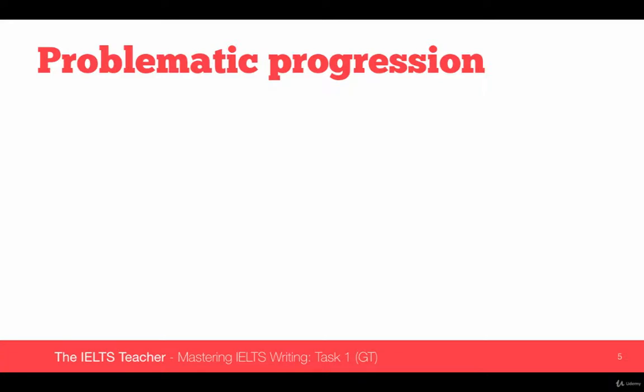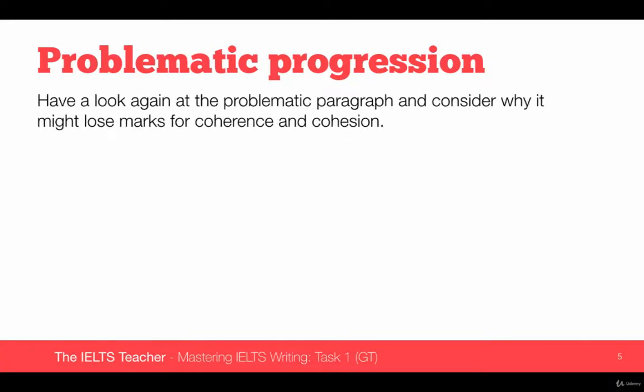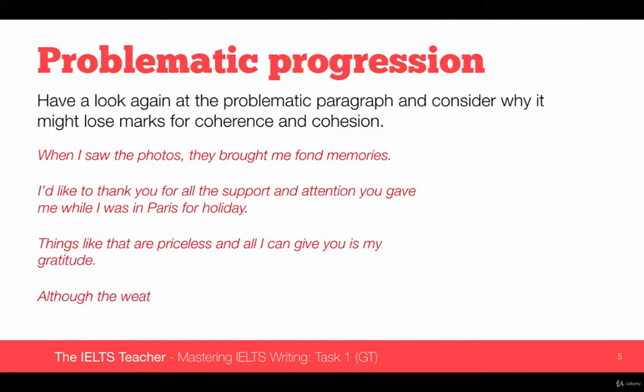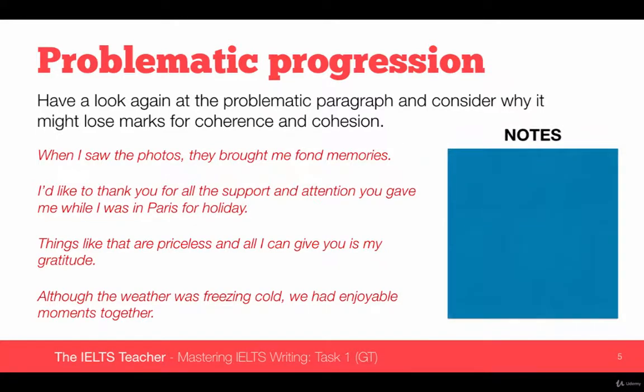Let's start by looking at the worst paragraph. Okay, so let's have a look at that problematic paragraph again and consider why it might lose marks for coherence and cohesion. Here are all the sentences, and here are some notes that I've made. Let's have a look at that first sentence. When I saw the photos, they brought me fond memories. Now imagine that we haven't really mentioned any photos yet. If that were the case, this would be a very abrupt opening. And even if we had mentioned the photos, this still might feel a little bit abrupt, a little bit sudden.